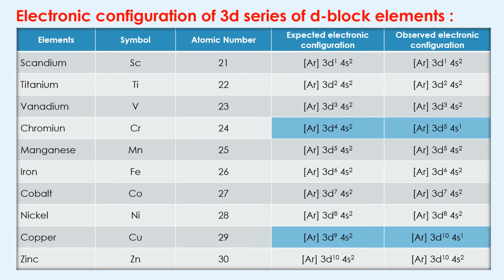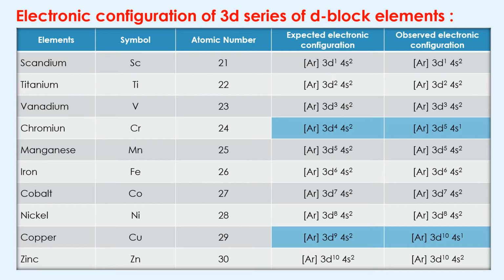Now see copper. Symbol is Cu. Atomic number is 29. The expected electronic configuration is different, argon 3d9 4s2, but observed is argon 3d10 4s1. So that is the difference. And for zinc, symbol is Zn. Atomic number is 30. The expected and observed are both the same, argon 3d10 4s2.